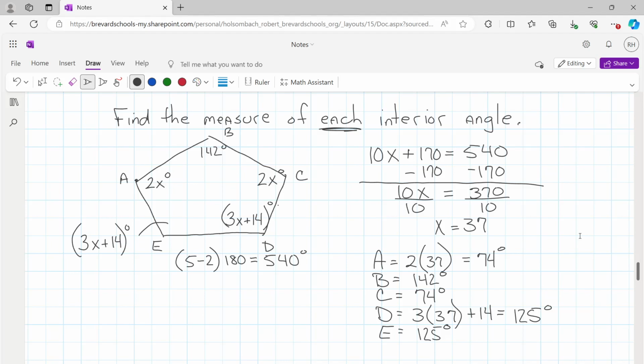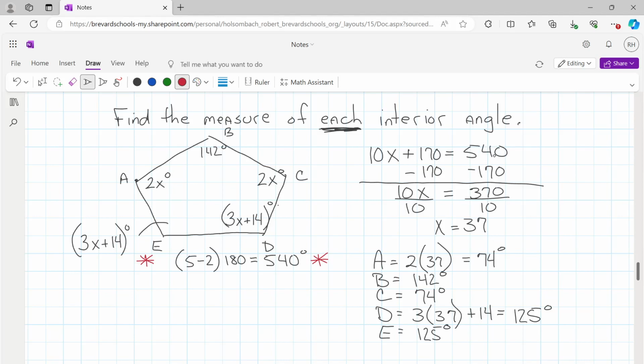Everybody okay with that? All right. What's the key? What's kind of the key to finding the measure of each interior angle? What do you think the key point is in all of this? Do you think it might be making sure that you're setting your equation equal to the proper sum?